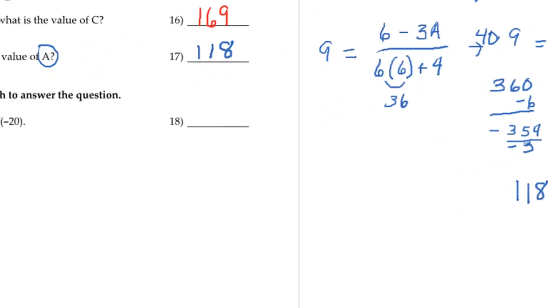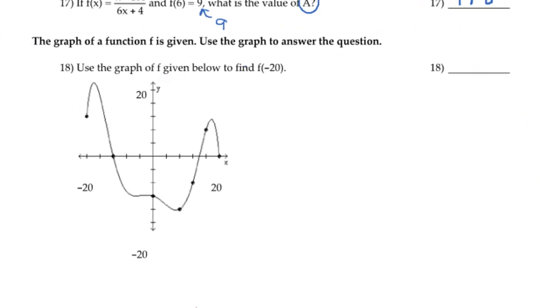All right, here in 18 it says use the graph of f given below to find f of negative 20. So you have to understand function notation. The negative 20 is your x value, and when it asks for f of negative 20, it's asking for the y value in the function when x is negative 20. First, look at your tick marks. It takes 5 tick marks to get to positive 20, which means each tick mark is worth 4.